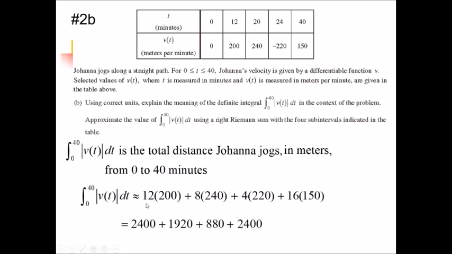well, let's see here, 2,400 and 2,400, that's pretty easy. That's 4,800. And 1,920 and 880, that's going to be, let's see here, 2,800. So I have 2,800 and 4,800. That's a grand total of 7,600 meters.